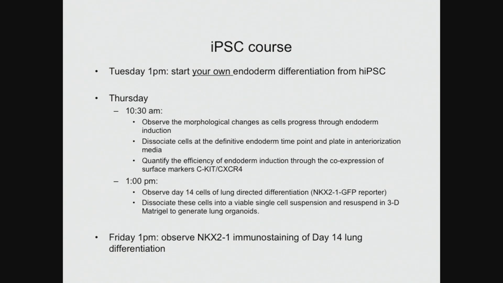Practically speaking, what we'll teach you is how to dissociate those cells and replate them for the next patterning step. In this case, it'll be a lung differentiation. The next patterning step will be what we call anteriorization, which is dual SMAD inhibition, or TGF-beta and BMP4 inhibition. We'll talk about it a little later.